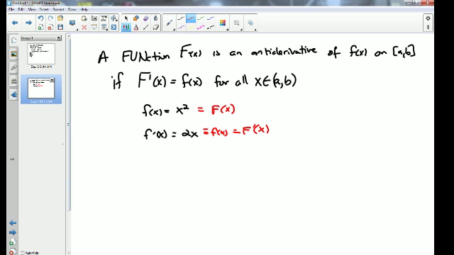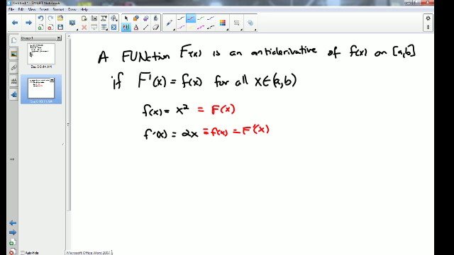Big F of x is an antiderivative, that would be the antiderivative, of little f of x if big F prime equals little f of x. So it's a little different notation than you're used to, but that's the formal definition. You have to sift through those sometimes. Fontaine, you look confused.